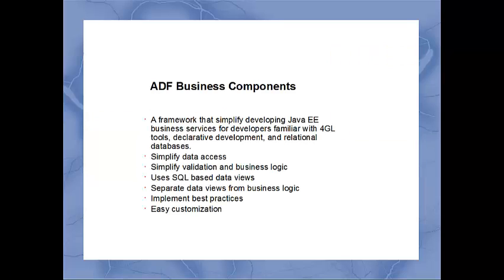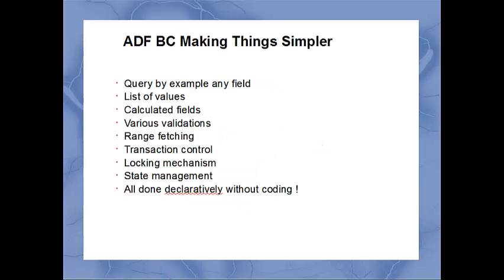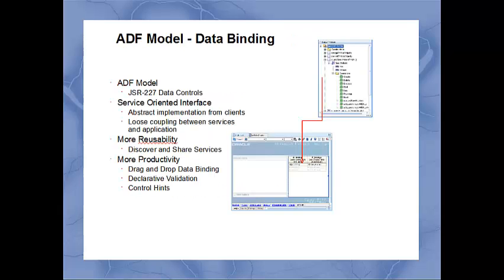Model layer in ADF. A framework that simplifies developing Java EE business services for developers familiar with 4GL tools, declarative development, and relational databases. It simplifies data access, validation, and business logic. Uses SQL-based data views, separates the data views from business logic, and is also very easy for customization. ADF BC makes things simpler. Query with any field, list of values, calculated fields, various validations, transaction control, range fetching, locking mechanism, and state management. All done declaratively without coding.